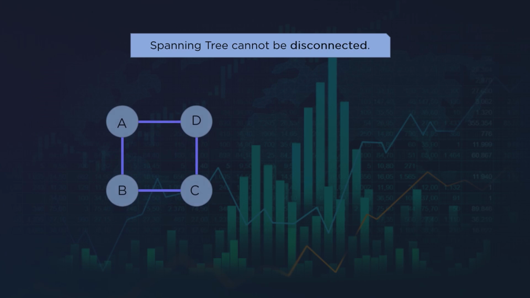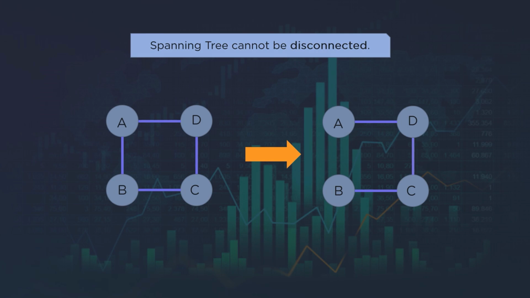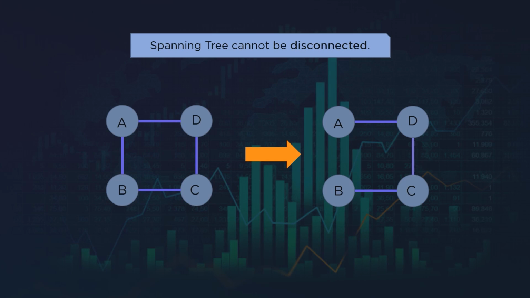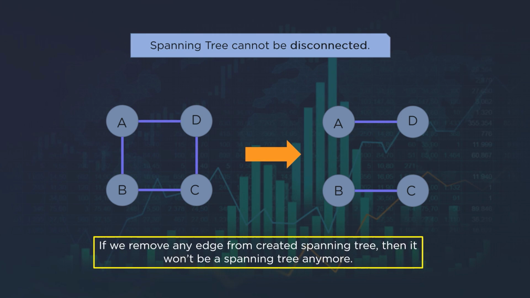The next property of a spanning tree conveys that a spanning tree can never be disconnected. For example, if you create a spanning tree for this given graph which is accurate and you erase one edge, when you do that, the structure will no longer be a spanning tree. It can only be referred to as a disconnected graph.